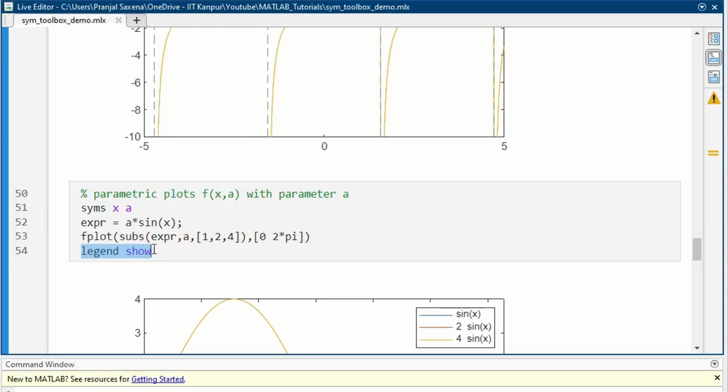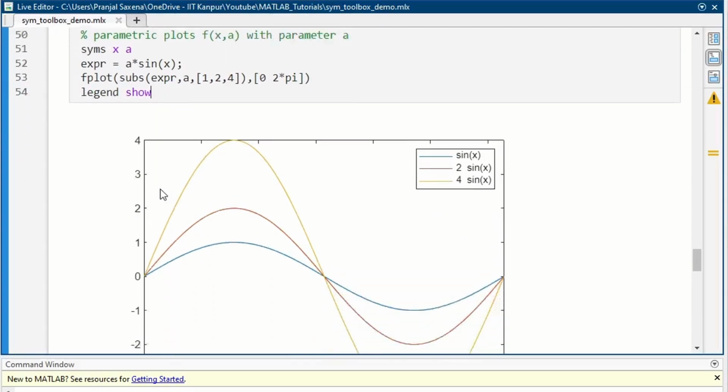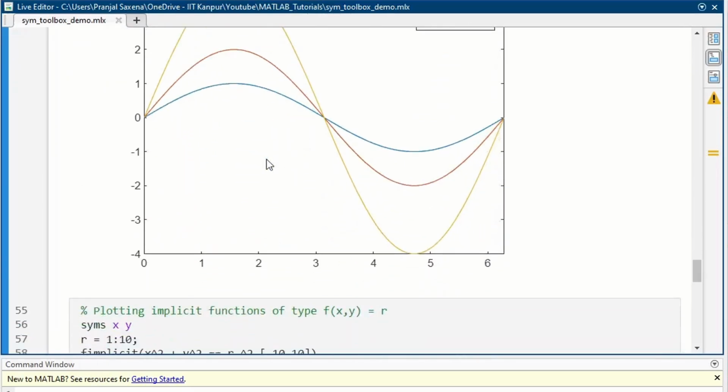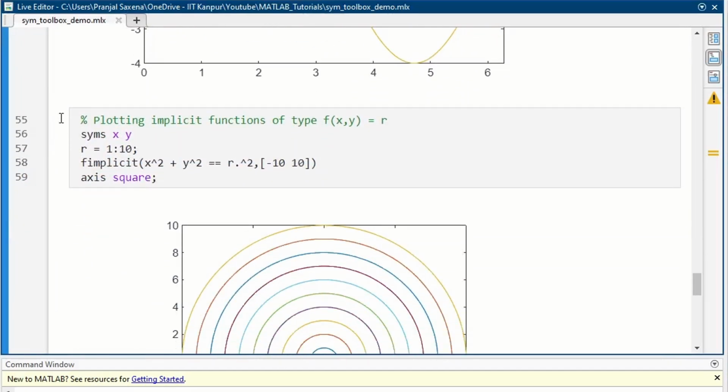Also show the legends. Earlier we had to describe the legends. Now it will take it automatically. So here you will see the plot. This is the sin x. This is a equals to 1. Then this is a equals to 2. And this is a equals to 4. Plotted between 0 to 2 pi, it completes a full cycle.